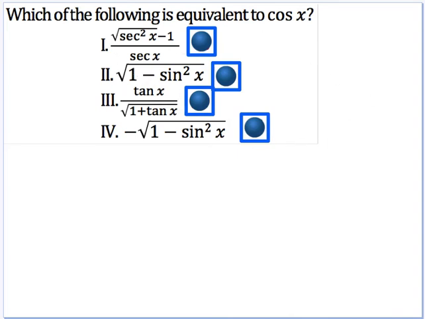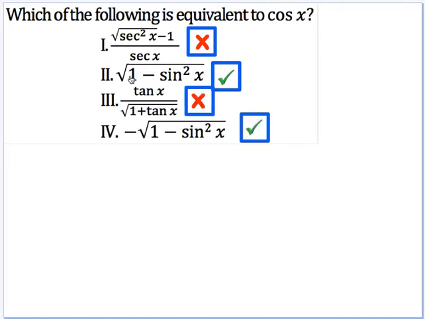If you recall, cosine squared x equals 1 minus sine squared x. But if you're looking for cosine instead of cosine squared, then you need to square root the 1 minus sine squared x. Anytime you square root that, you could have a positive answer or a negative answer. So in this case, this is not going to equal cosine x. This one will equal cosine x. This one will not. And this one will.